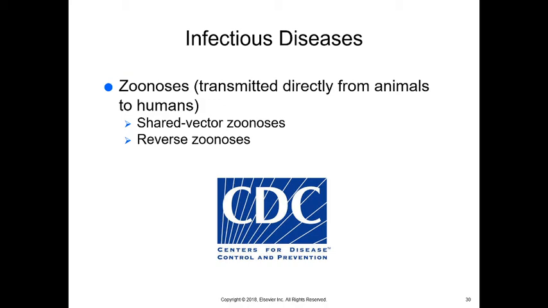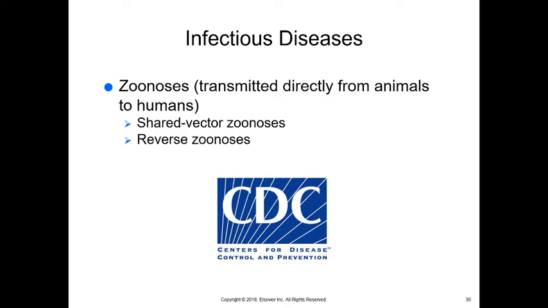Shared vector zoonoses: a vector is something that is a reservoir for diseases. I think of children as vectors. I have kids, I love my kids, I love kids in general, but they are little vectors of diseases. And if you're a parent that has a kid in school or in a daycare, you know that.